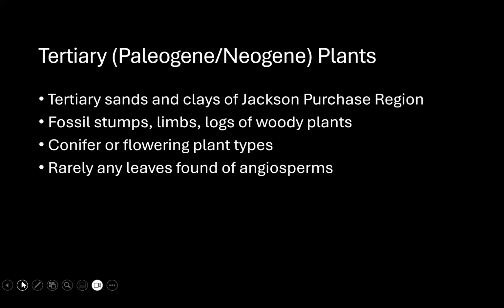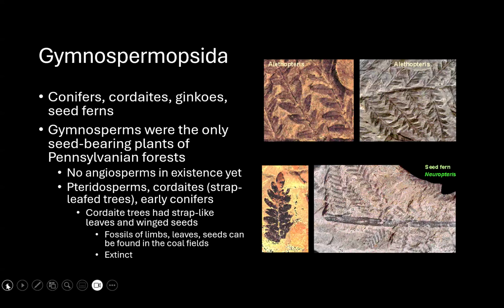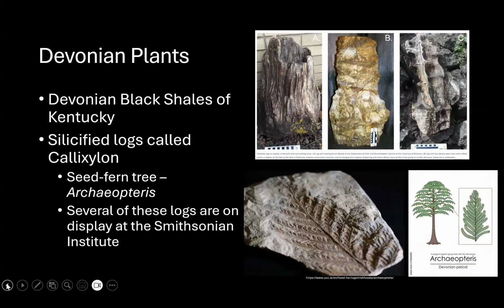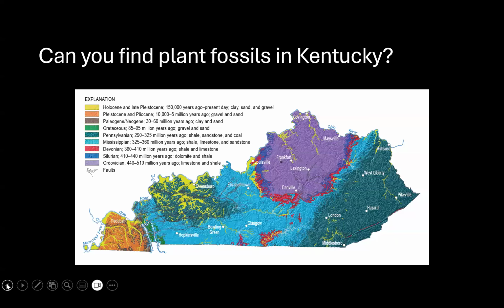Okay, so let's go to the next period. Previously, this was called the tertiary period in our natural history. That's been broken up into the Paleogene and Neogene eras now. And again, if we go back to our map, we're looking at the Jackson Purchase area, going out into far west Kentucky.